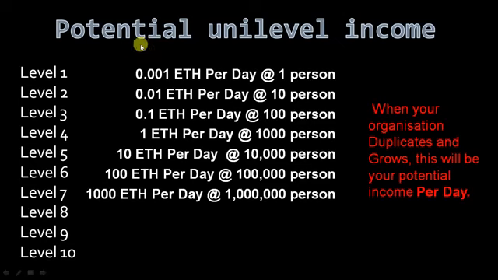Now, potential unilevel income. I have just made a rough chart so that it is just a potential income per day. Let's say you have sponsored one person, you make 0.001 per day from your downline. Now if your group becomes 10, that means you sponsored 1 and this guy sponsored 10 directs, then you make 0.01 in 1 day, because your volume has grown to 10. When it becomes 100, you make 0.1 Ethereum per day, and if it is 1000 in the group totally, then in 4 levels you make 1 Ethereum per day.